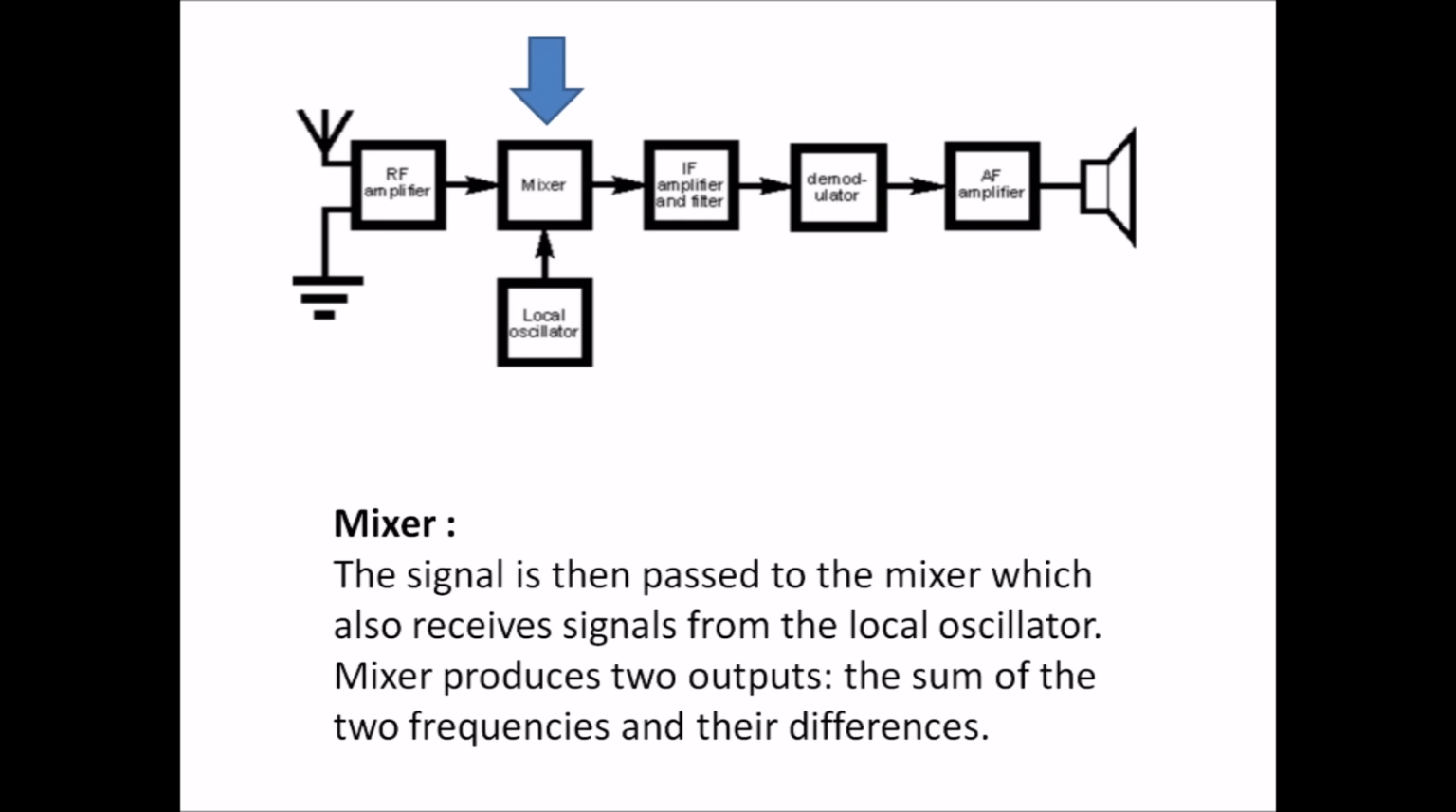Mixer. The signal is then passed to the mixer, which also receives signals from the local oscillator. The mixer produces two outputs: the sum of the two frequencies and the difference.